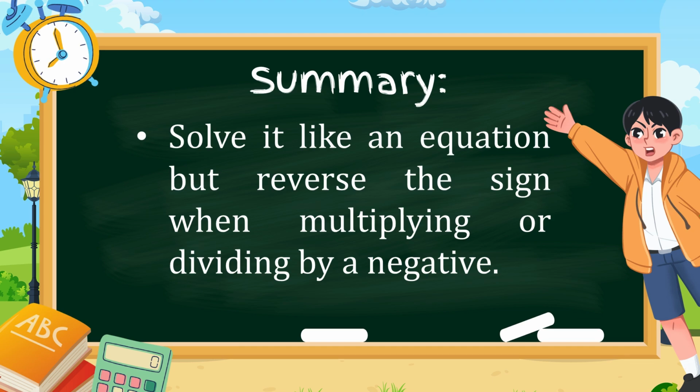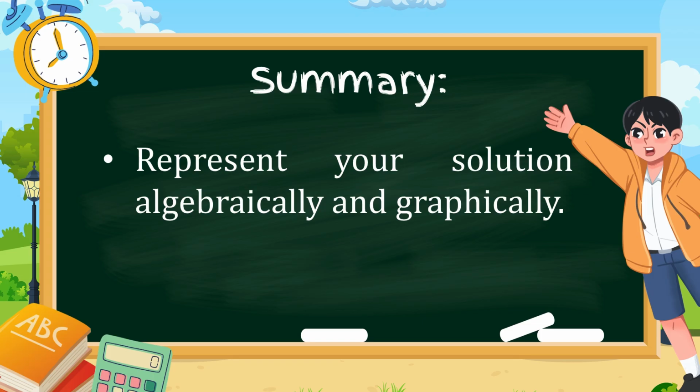Second, this is the rule you must never forget. Solve it like an equation, but reverse the sign when multiplying or dividing by a negative. This is the number 1 source of error in solving inequalities, so always double-check your last step if you divide by a negative number. And finally, always make sure you completely represent your solution. Represent your solution algebraically and graphically. The algebraic part can be the inequality notation or the interval notation, and the graph must correctly use open or closed circles and shade in the correct direction. Left for less than, and right for greater than.